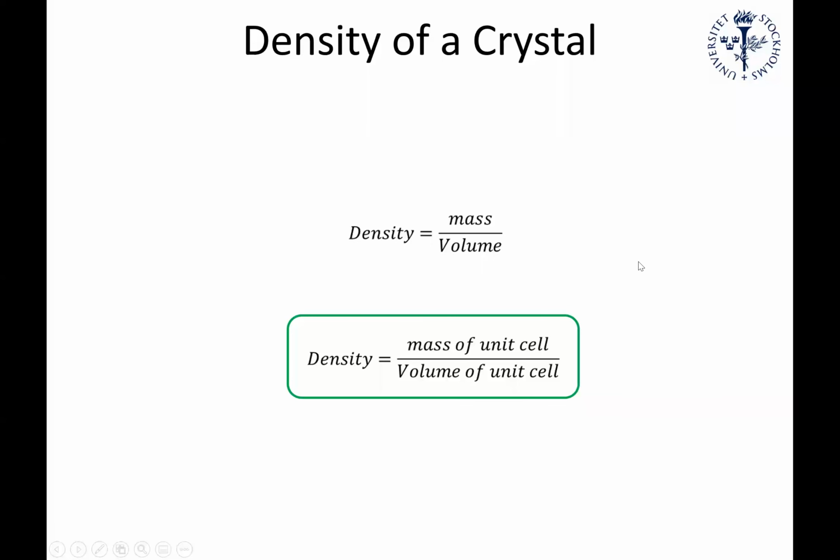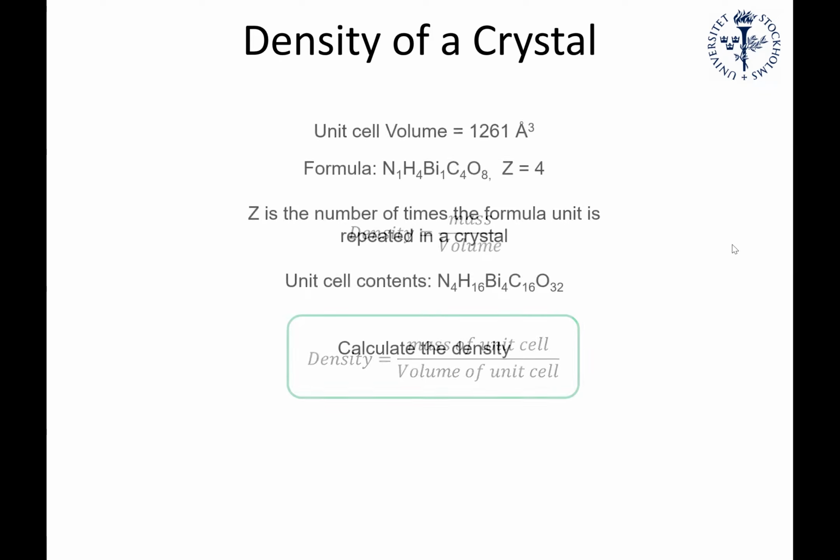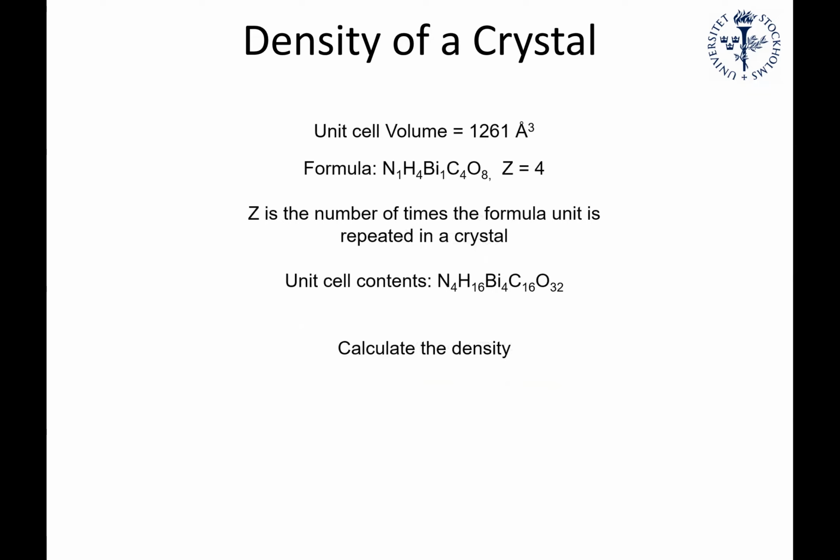Okay, I hope you can see a slide on the density of crystals. The density of anything is the mass over the volume. So for a crystal structure, the density is the mass of one unit cell divided by the volume of one unit cell. So let's take this example.